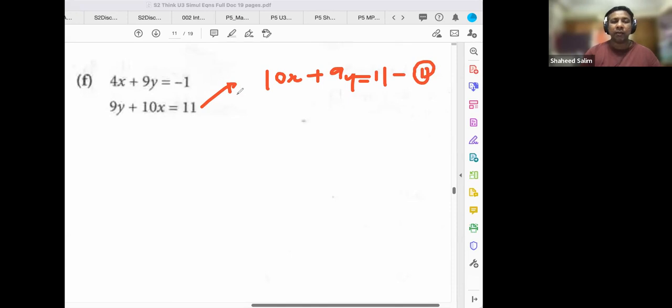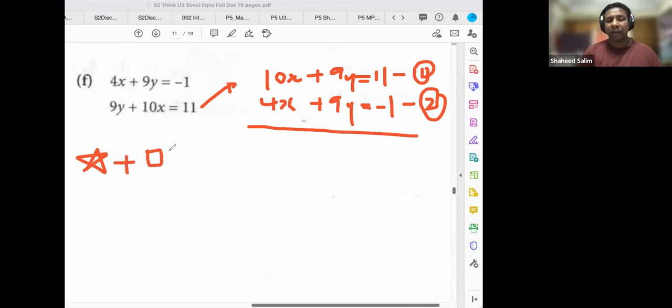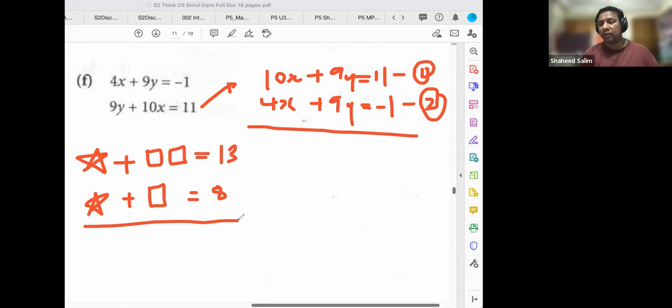Then the next one, I write 4x plus 9y equals negative 1. Now here is the clue actually. This is equation 2. This one 9y, 9y. If I can minus, you ever did this in primary school like that, things like that. Star plus square. Maybe I ask you to do this now. Okay, 13. Then star plus square is 8. Can you find, ever seen this in primary school? Remember that? Ilhan, do you remember like that?